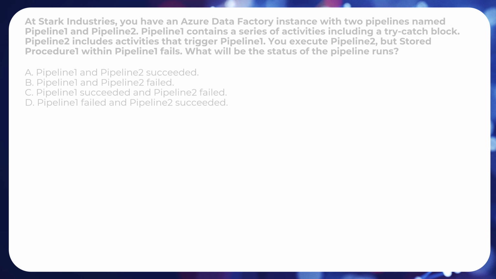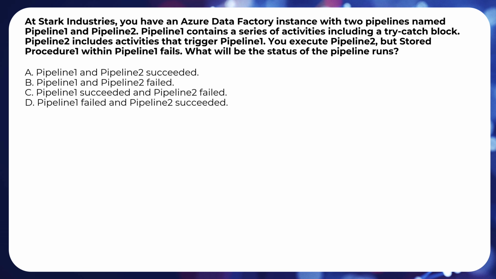At Stark Industries, you have an Azure Data Factory instance with two pipelines, named Pipeline 1 and Pipeline 2. Pipeline 1 contains a series of activities, including a try-catch block. Pipeline 2 includes activities that trigger Pipeline 1. You execute Pipeline 2, but stored procedure 1 within Pipeline 1 fails. What will be the status of the pipeline runs?